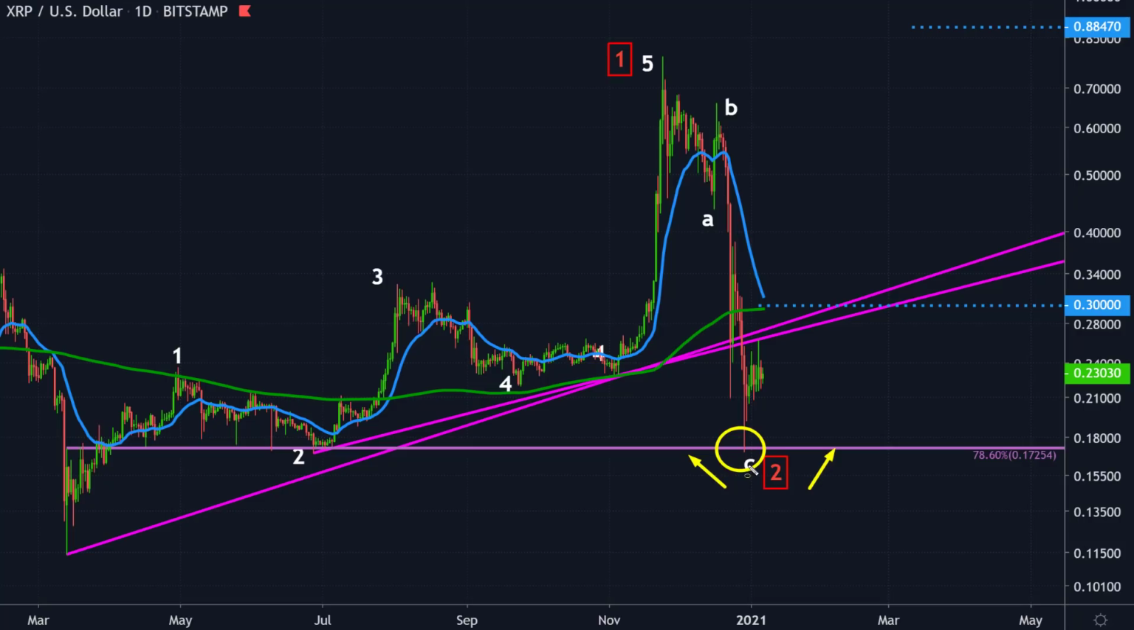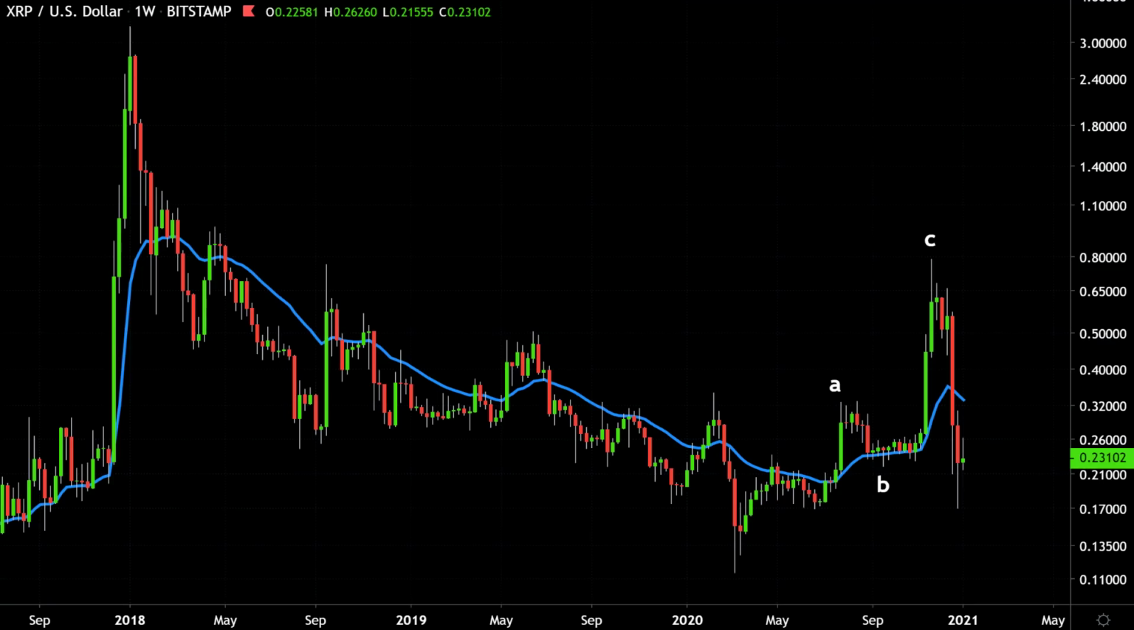Okay, so I'm going to show you two potential bullish scenarios for XRP as to what may happen in the next few weeks and months. And then at the end of the video, I'll show you what could happen if I'm wrong about this. So if my bullish perspective is wrong, I'll explain what may happen on XRP in the next few weeks and months.